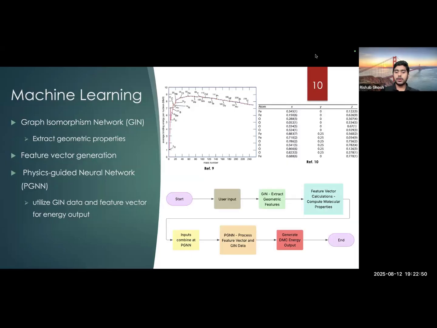And finally, here's a graphical depiction of our full pipeline, starting with user input, getting the geometric features from the graph neural network, calculating our feature vectors, combining them in the physics-guided neural network, processing the data, and finally outputting a DMC energy value, which again is our ground state energy value.